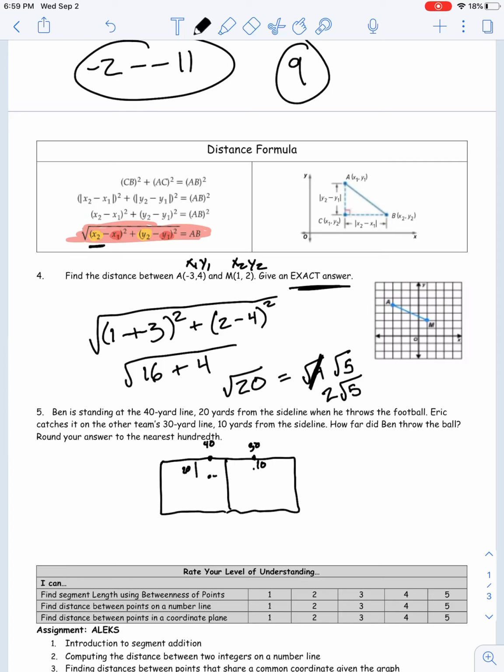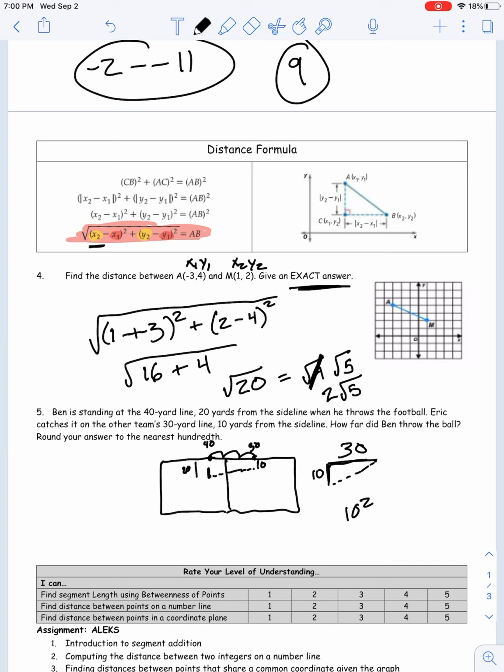How far did Ben throw the ball? So basically, if he threw it on this path, he threw it only 10 yards towards the sideline. But this would be the 40, the 50, the 40, and the 30. That looks like 30 yards this way and 10 yards this way. And this was the flight of the ball. So we have to figure out how far he threw the ball. To do that, I would just use the Pythagorean theorem. We have our sides, so the Pythagorean theorem is going to be easiest.